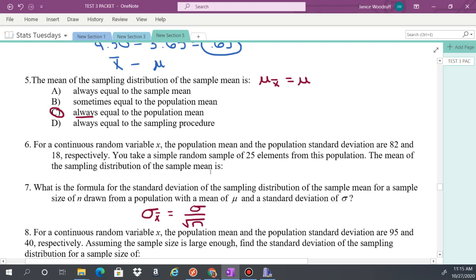This is a classic question where they're throwing a lot of information at you, but you don't need very much of it at all. Remember that the mean of the sampling distribution is equal to the population mean. So it's just 82. All of this other stuff, you don't need any of that. It's just noise. So the mean of the sampling distribution is equal to the population mean, so it's just 82.